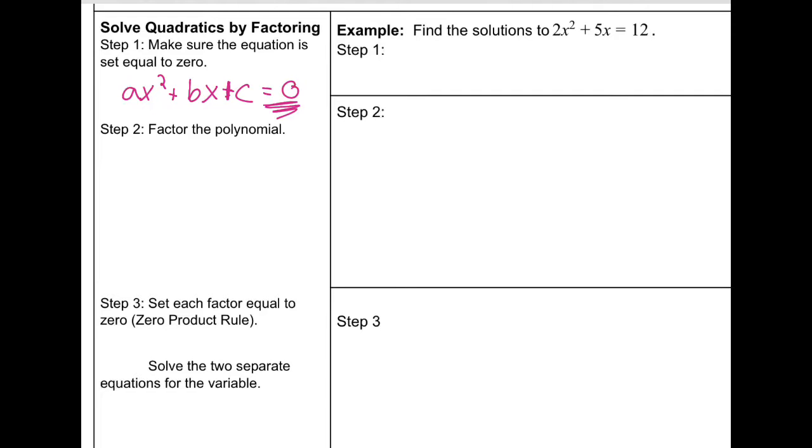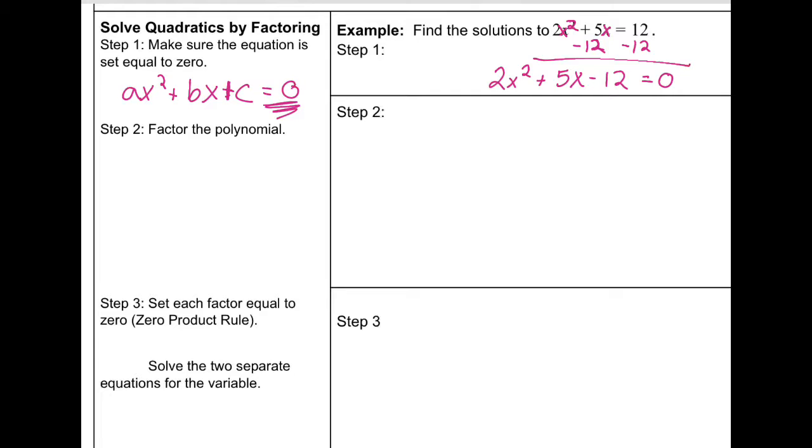So I'm going to subtract 12 from both sides because 12 minus 12 is 0. On the other side, I have an x squared, I have an x, and I have a constant. So no like terms, so I just get to quickly rewrite it: 2x squared plus 5x minus 12 equal to 0. Now I'm ready to factor this left-hand side, which is step 2.